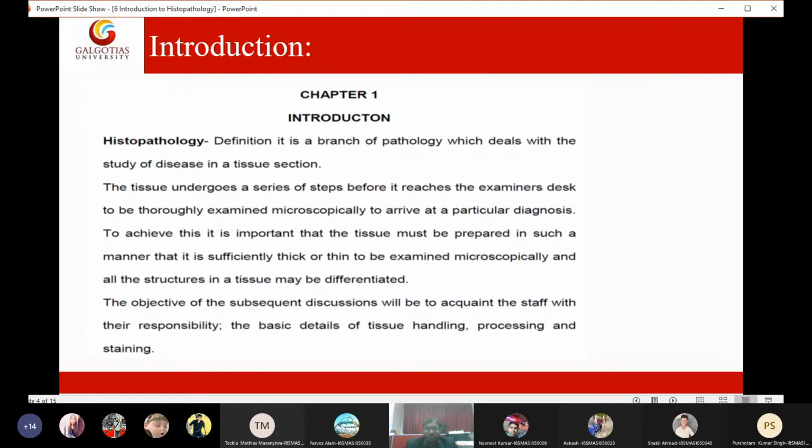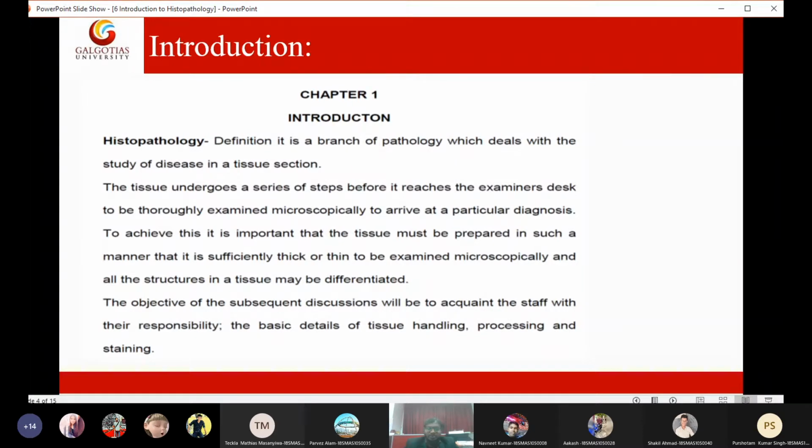To achieve this, the tissue must be prepared in such a manner that it is sufficiently thin to be examined microscopically, so that all the structures in the tissue may be differentiated. A sufficient section is required, whether it is 10, 20, or 30 microns, based upon the nature of the tissue and the examination or staining. Mostly in the lab, a 5 micron thickness section is used.